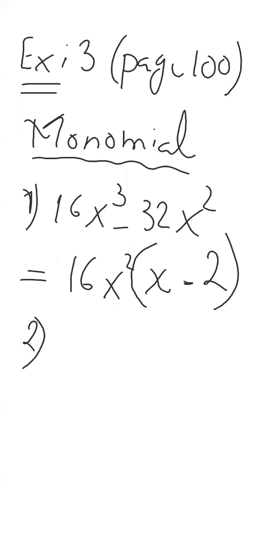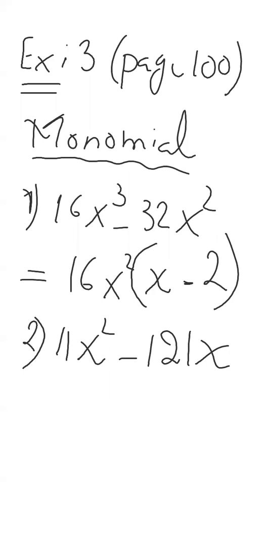Part 2: 11x squared minus 121x. Similarly, between the coefficients 11 and 121, you must always know that 121 is 11 squared, it's 11 by 11. So we can take 11. With respect to the variables x squared and x, also we can take what? X. Surely the smaller one, you always take the smaller one.